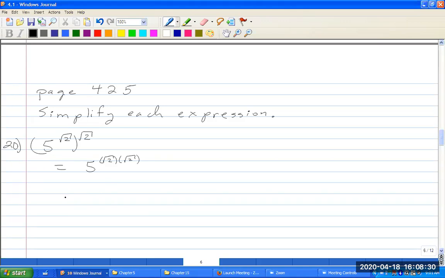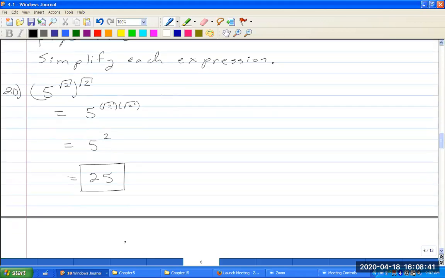Rad 2 times rad 2 is just 2, and 5 squared is 25. Let me do my next problem.